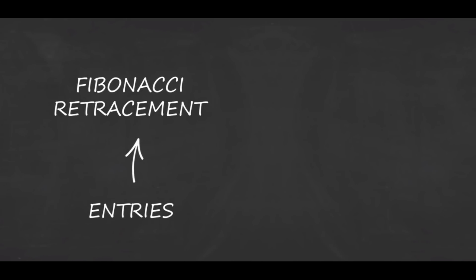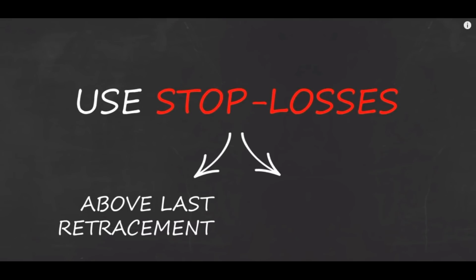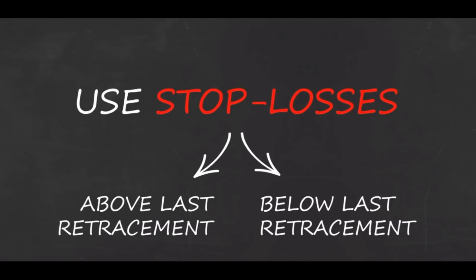To set your take profit, you can use the Fibonacci extensions as reasonable profit targets. As always, we recommend you use stop losses. They can be placed above or below the last retracement level. What to watch out for?